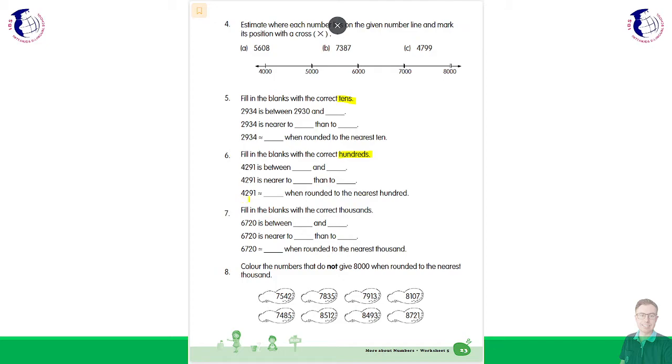And then you've got 4,291 is approximately equal to... So which one is it closer to out of the two you wrote here again? And write it here.